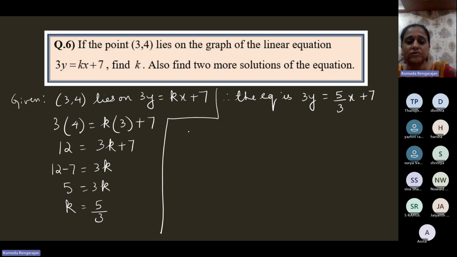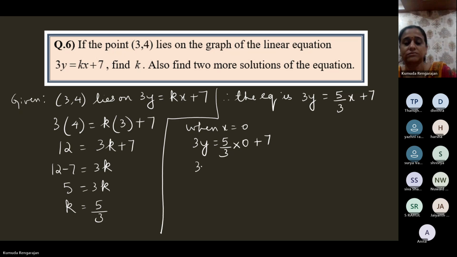So when x is equal to 0, what do you have? 3y is equal to 5 by 3 into 0 plus 7. What is 5 by 3 into 0? 0. Anything into 0 is 0. So 3y is equal to 0 plus 7. Correct?